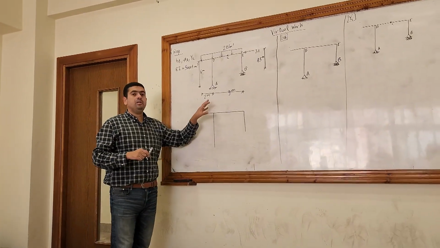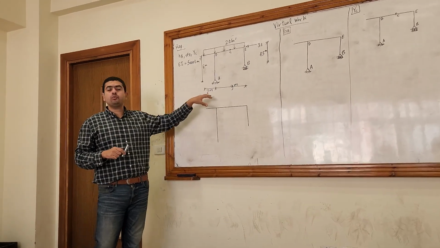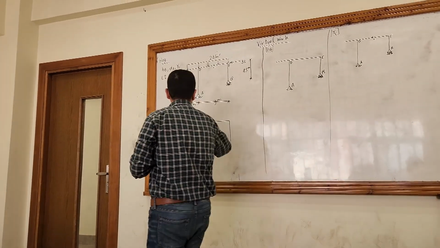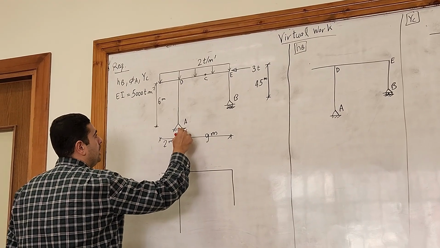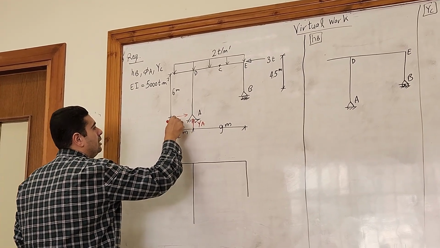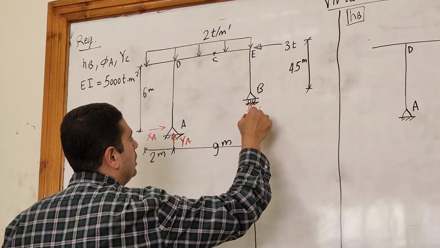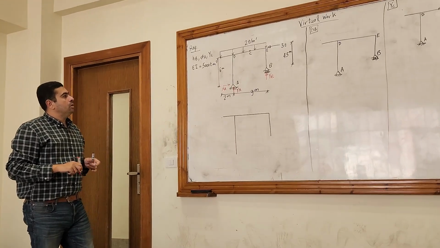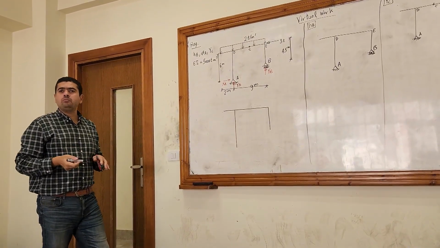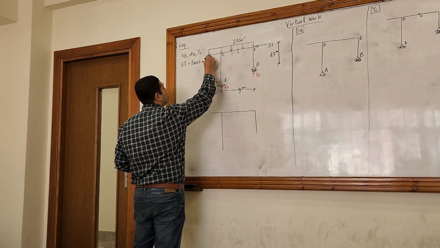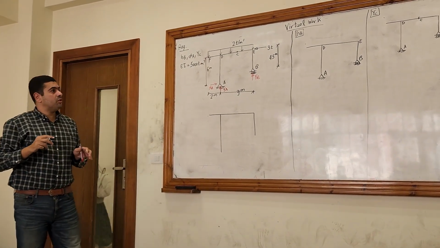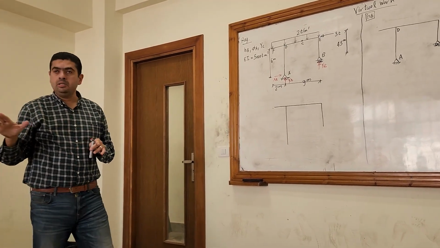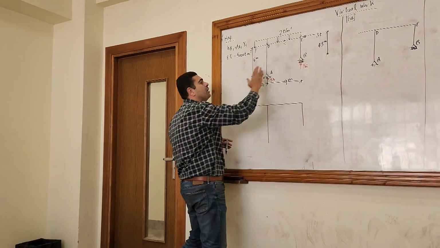Okay, so the first step, let's draw the bending moment diagram. So we have to first calculate the reactions. Where are the reactions here? I have a hinged support, so it has YA and XA. A roller support that has only a vertical reaction YB. Okay, let's remember how to draw bending moment diagrams for frames. The first step, you have to draw for each member individually. How many members do you have here in this frame?